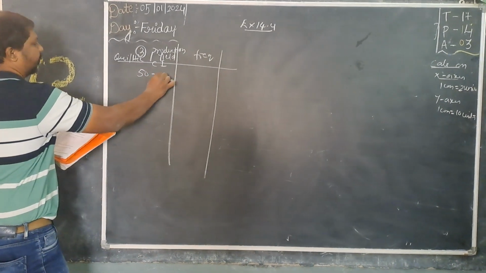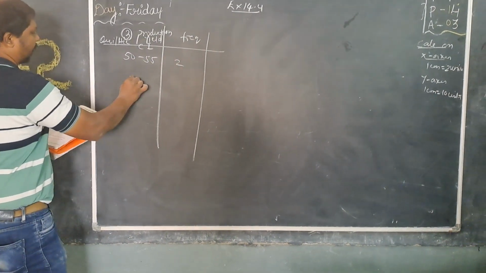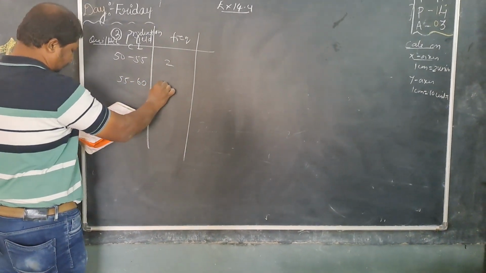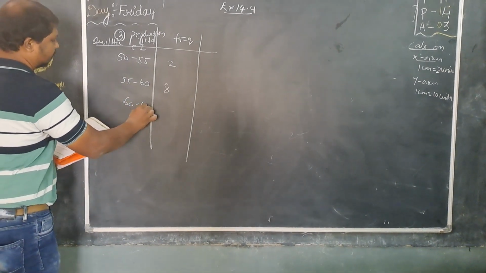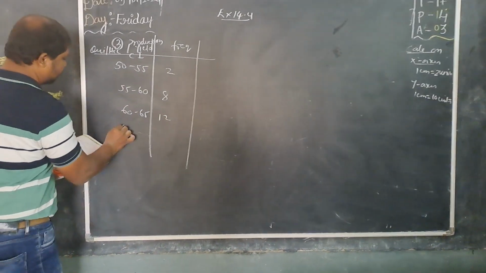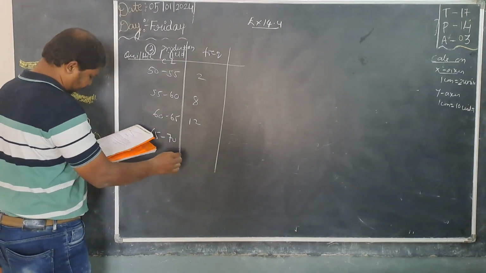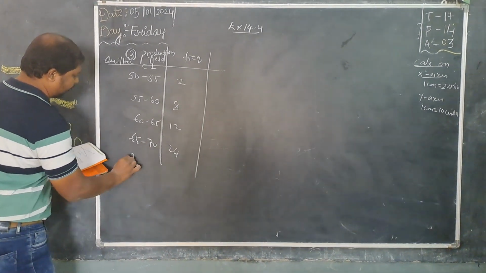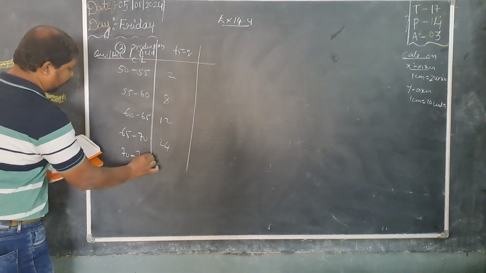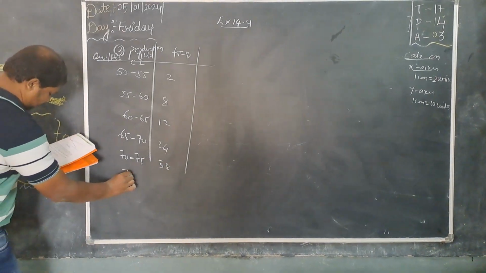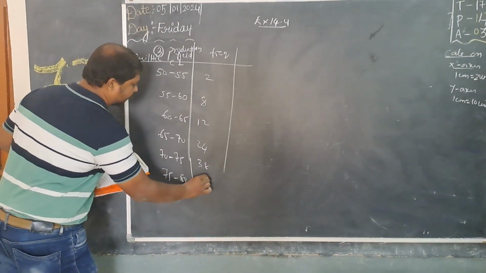50 to 55, 55 to 60, this is 8, 60 to 65, 12, 65 to 70, 24, 70 to 75, 38, 75 to 80, 16.